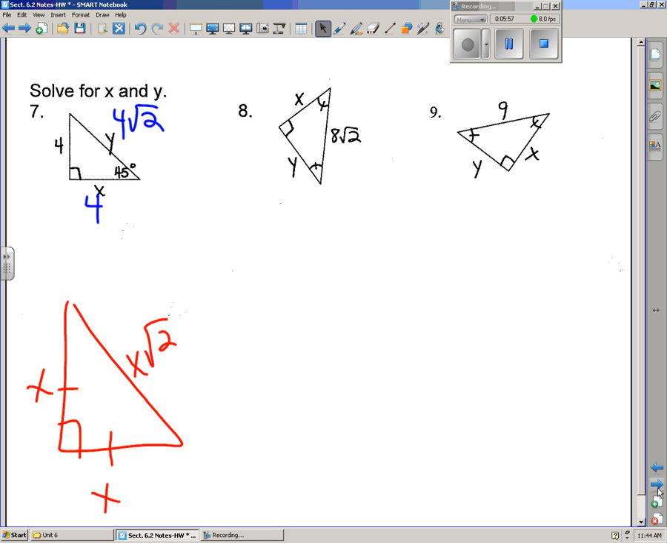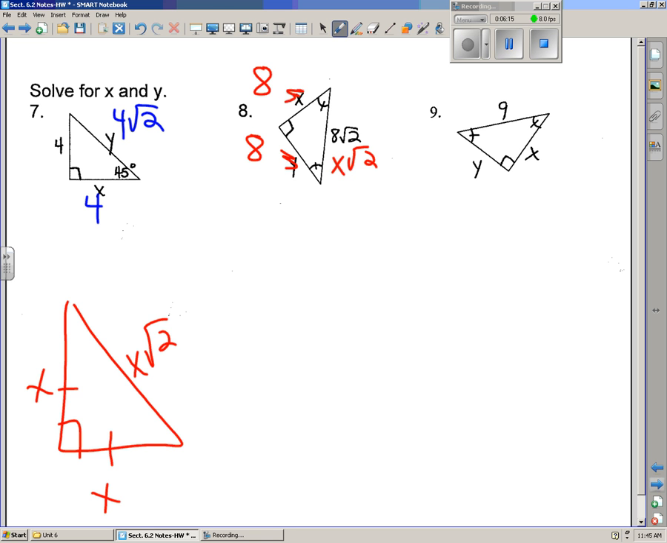Make your life easy. So in 8, you're given the hypotenuse. So you're given the x rad 2 side, which means the sides themselves just take x, which means it's 8 and 8. So x and y are both 8 here.